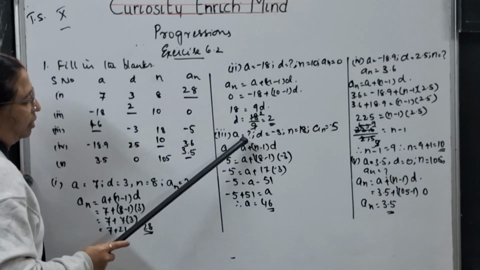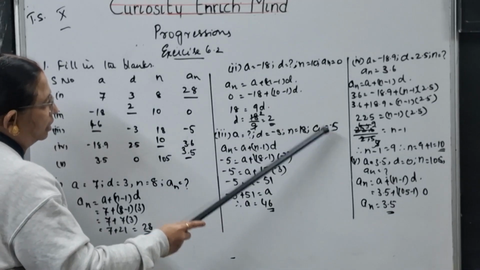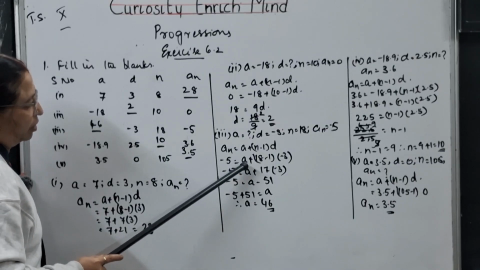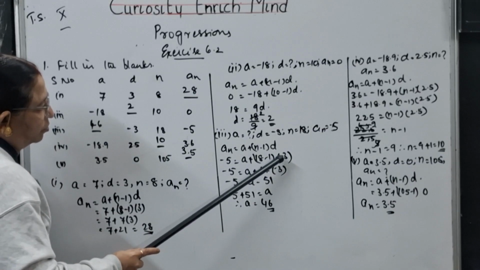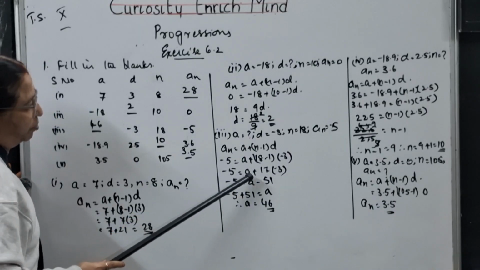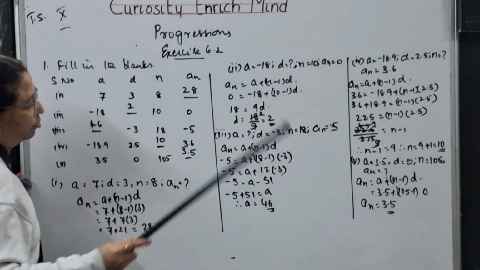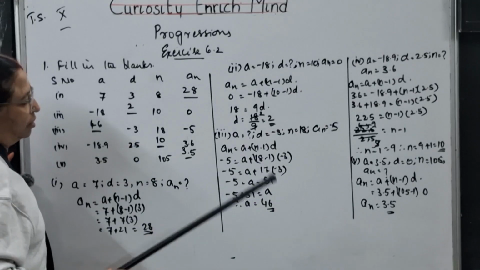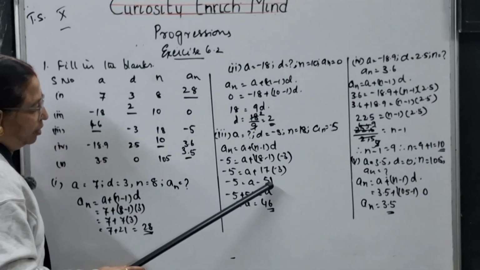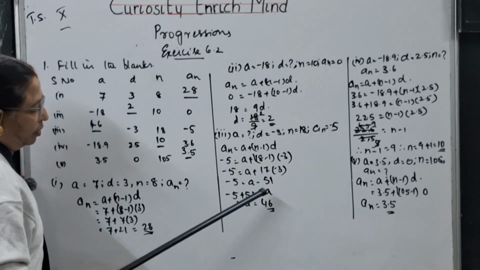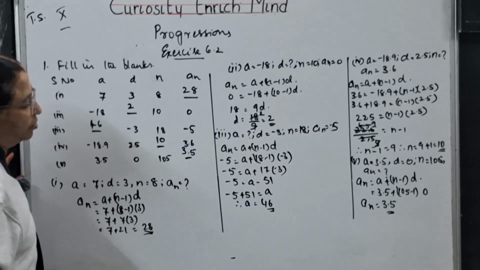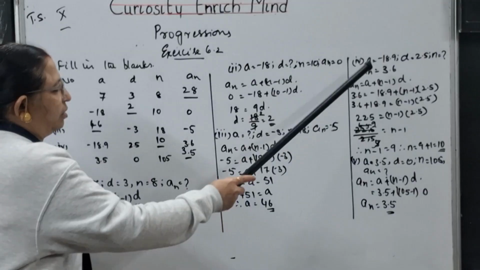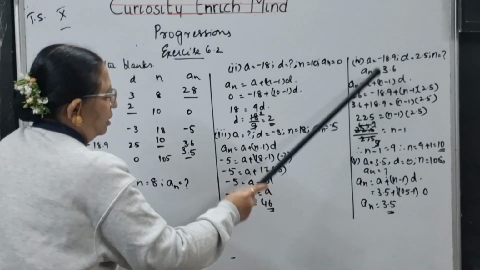Now, third bit, they are asking A. They have given D, N, AN. So, formula when you use, AN is minus 5 is equal to A, we don't know, N 18 minus 1 into minus 3. So, minus 5 is A plus 18 minus 1, 17 into minus 3. That is minus 5 is A minus 51. 17 3s are 51. That is minus 51. This 51 when it comes here, 51 is equal to A. So A is how much? You are getting 46. Next, fourth bit, A is given, D is given, AN is given.